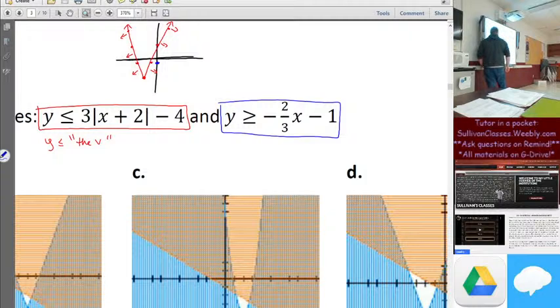y-intercept of negative 1. Slope is down 2, right 3. Or up 2, left 3. It is also a solid line. And it says y is greater than or equal to the line. So we're going to shade this way.